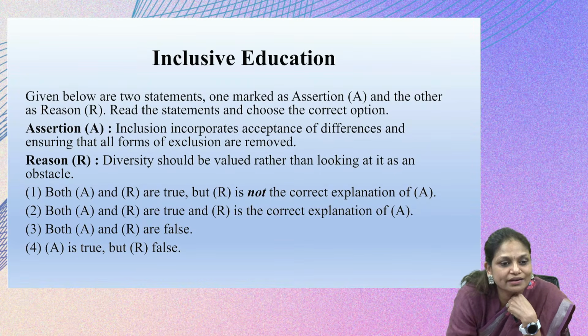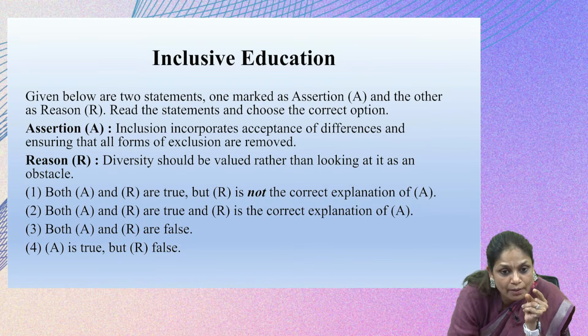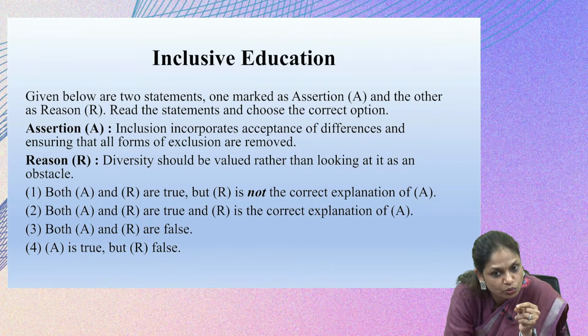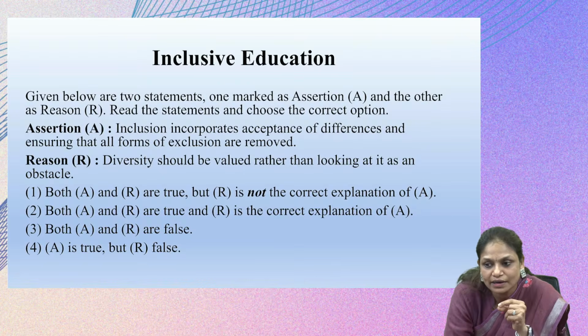So what is the correct option for this? You need to pick the appropriate alternative from all these four. The most appropriate is the second option, which says that both A and R are true, and R is the correct explanation of A. I hope this is understood. I hope you all have understood this.